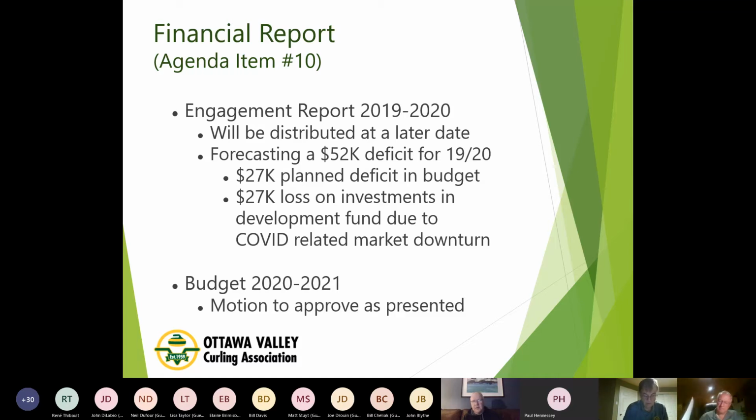But we also have, because of COVID and what COVID did to the financial markets in March, a 27,000 unrealized loss, which means it's not an actual loss because we haven't cashed in those shares that were affected by the downturn. But on paper, we've lost another 27K. It is slowly starting to come back, and we'll monitor that, including our investment risk profile going down the road. So before I go to the budget, are there any questions?